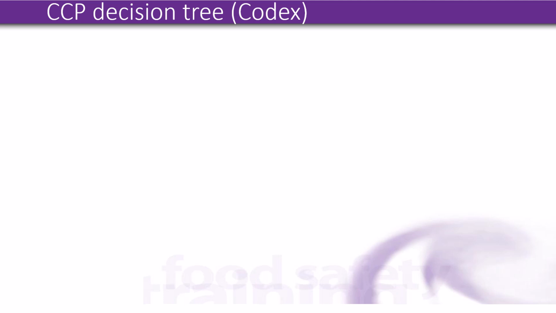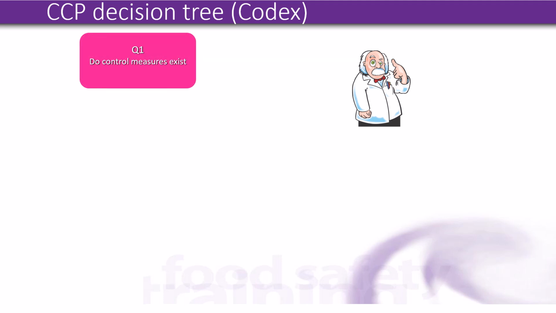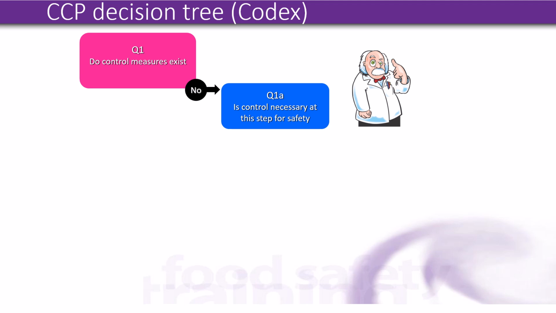This is a bit more complicated. I need to mention it to you. It's a critical control point decision tree put together by Codex Alimentarius, but it is very complicated. You're probably best off going with a simplified decision tree. But anyway, let's go through this. Question 1. Do control measures exist? No. Question 1A. Is control necessary at this step for safety? No. It's not a critical control point.